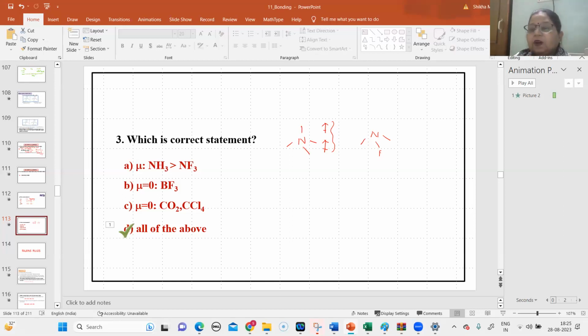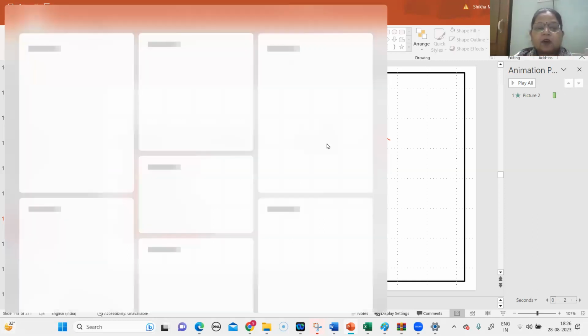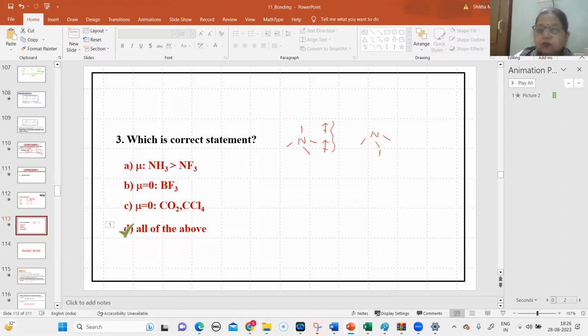So this was all about finding the ionic character in a covalent bond with the help of dipole moment. Moving on, we will learn about how to find the covalent character in an ionic bond. Now that can be done with the help of Fajans' rule.